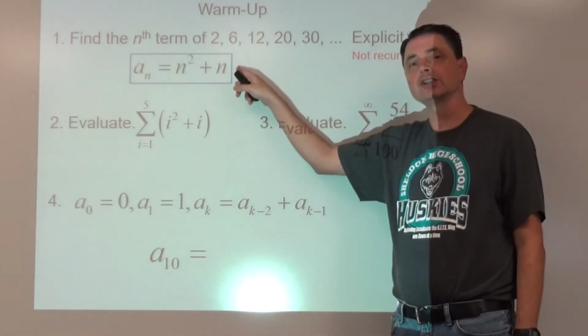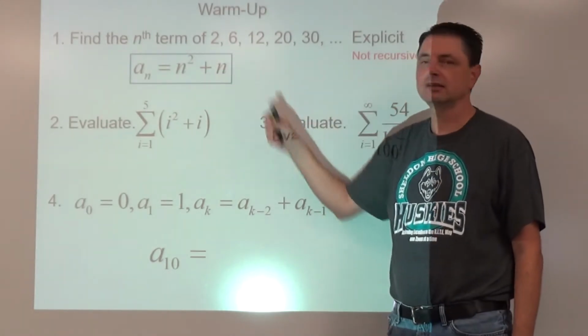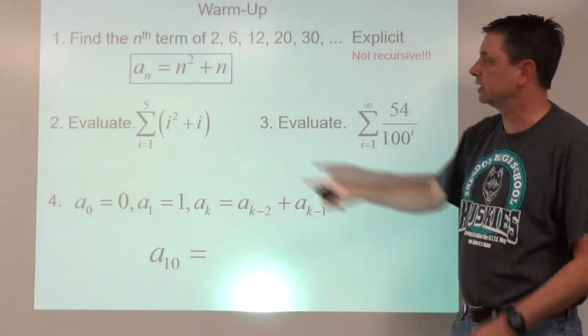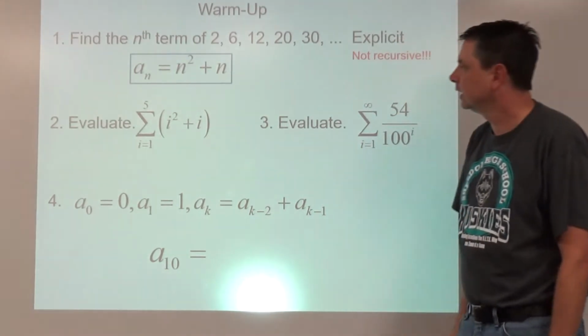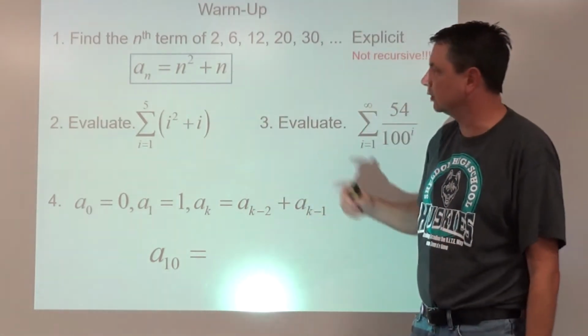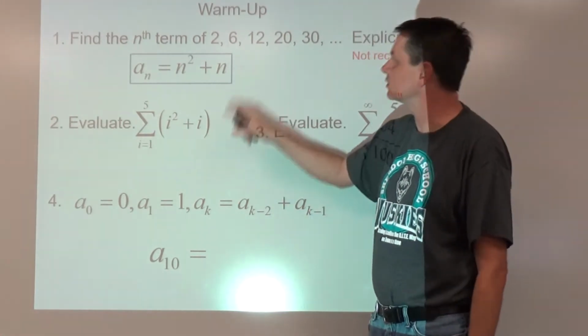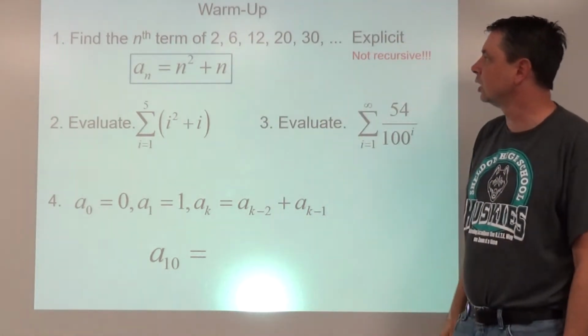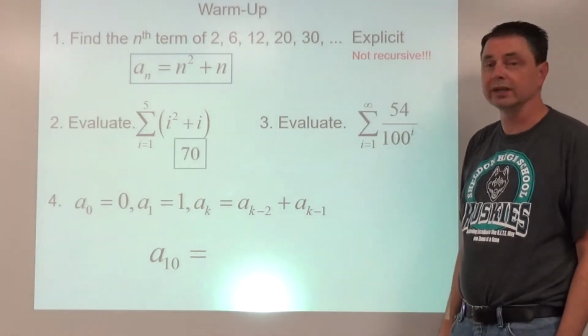But later I'm going to show you how you could actually come up with this without having to get the help. So number 2, as we plug in a 1, we would get 2, and then we plug in a 2 and get 6, and so on. So we're adding 2, 6, 12, 20, and 30, and you do get 70.